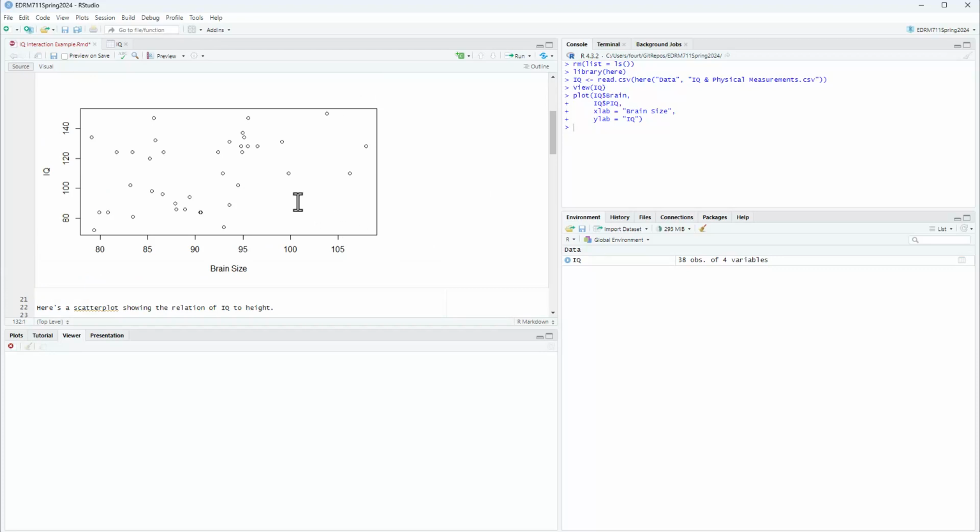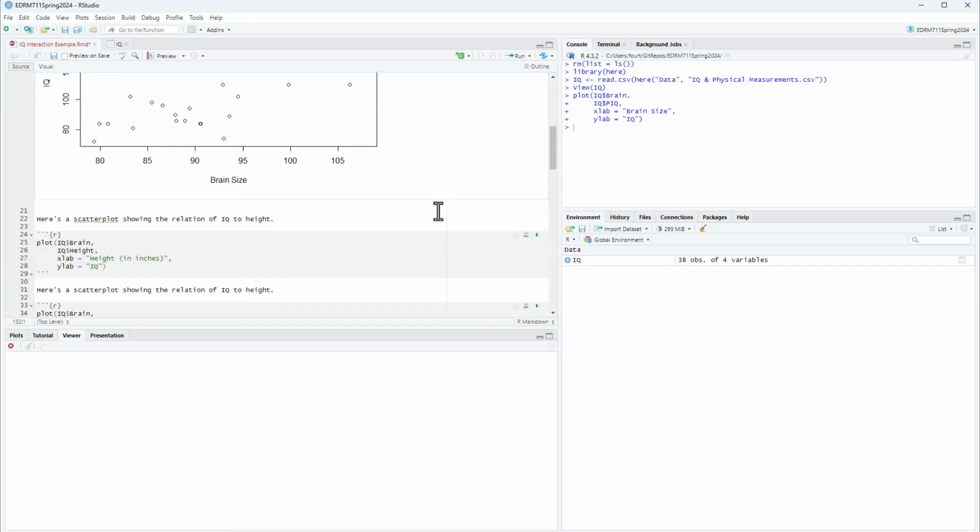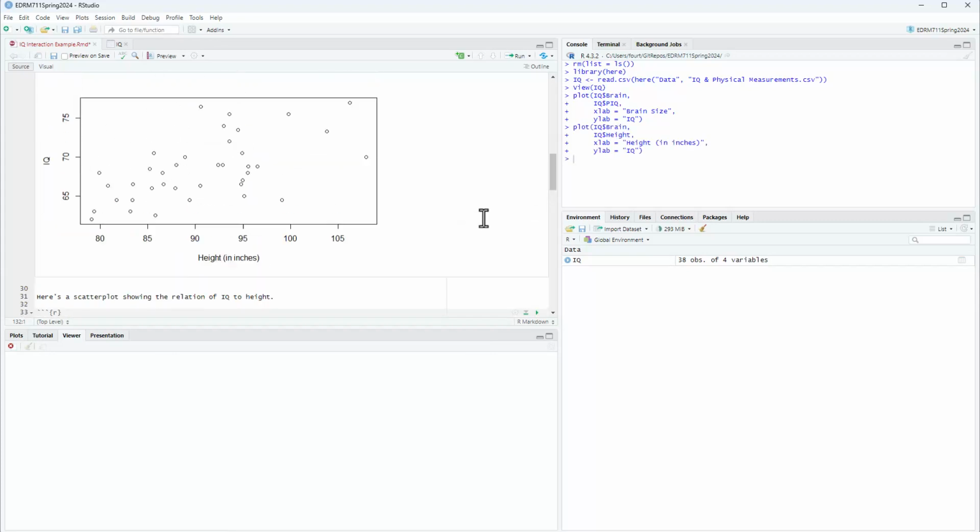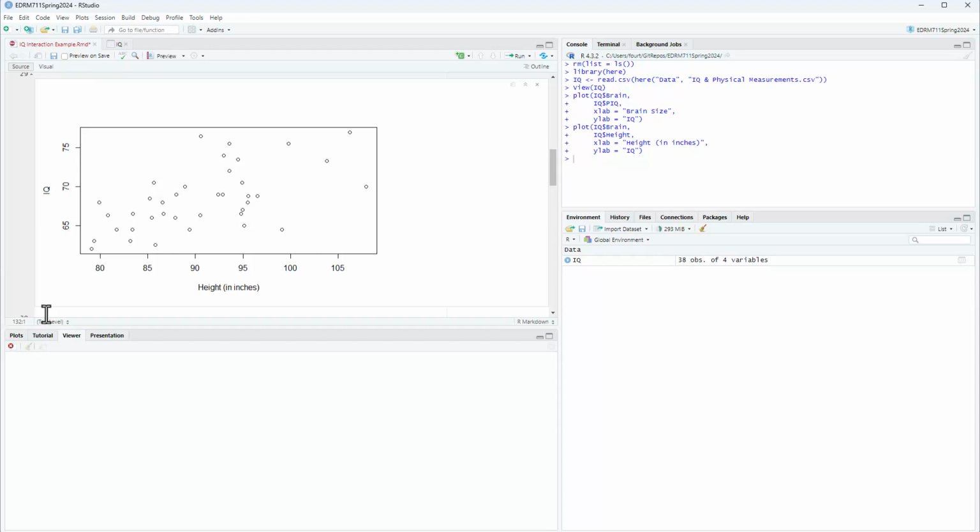And I don't see anything that looks real curvilinear here. I could imagine a line kind of going, not a lot of steepness to it, but a line kind of going through these data. There's no obvious curvilinearity to me here. Let's now look at IQ and its relation to height. Again, that actually looks like a line would fit quite nicely through these points. And the higher we go, the higher the IQ. Taller people having higher IQs here according to this.